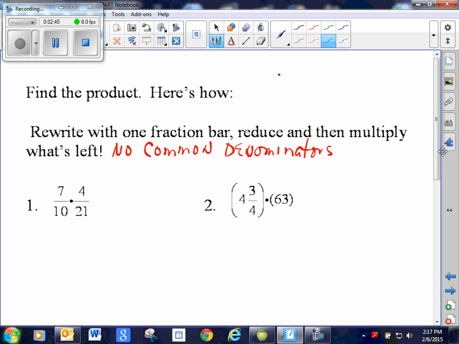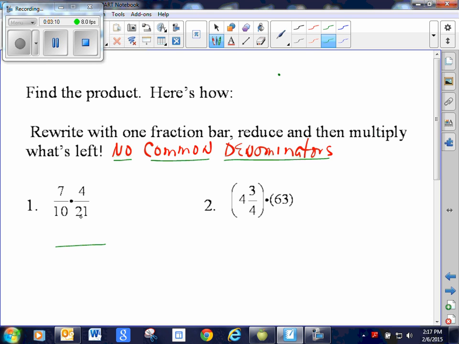So we're going to practice finding the product of some fractions. We're going to rewrite the problem with one fraction bar. We're going to reduce, and then when everything that can be reduced is reduced, we will multiply. Again, no common denominators. So we're going to rewrite with one fraction bar. Here's my single fraction bar.